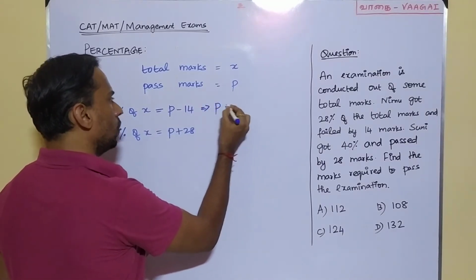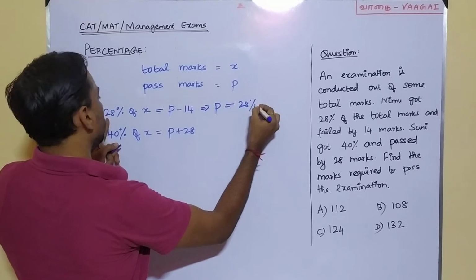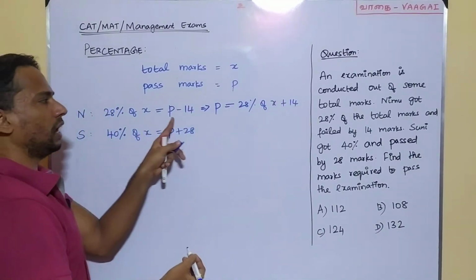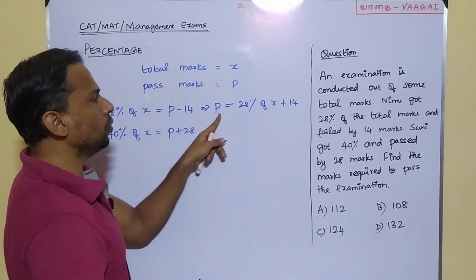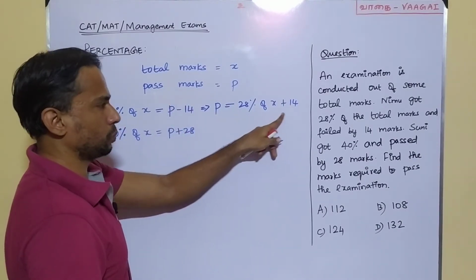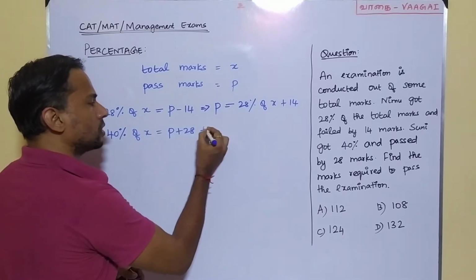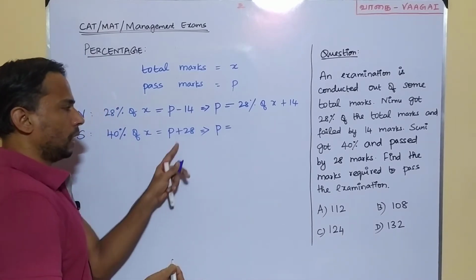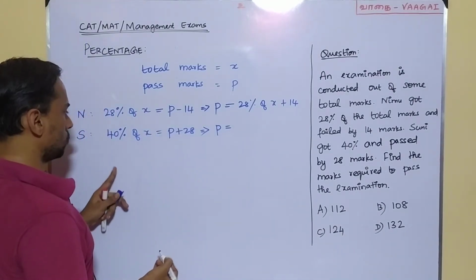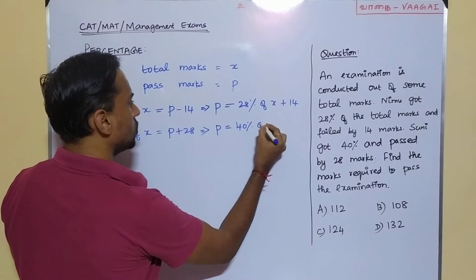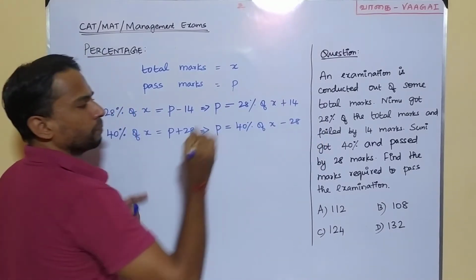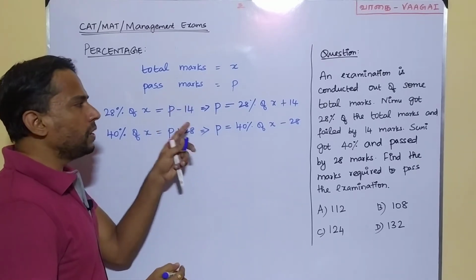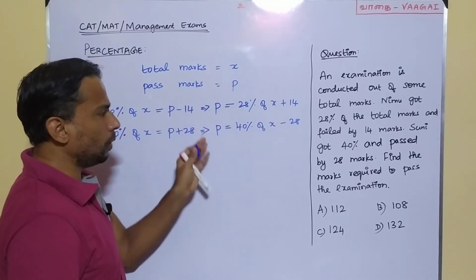p is equal to 28% of x plus 14. I'm just bringing that 14 to the other side, so that I end up with p is equal to this expression, I mean 28% of x plus 14. And in the same way, if I do the same thing in the second equation, I will get p is equal to, taking this plus 28 to the other side, 40% of x minus 28. Are the things clear? From both these equations, I am just picking p's expression.